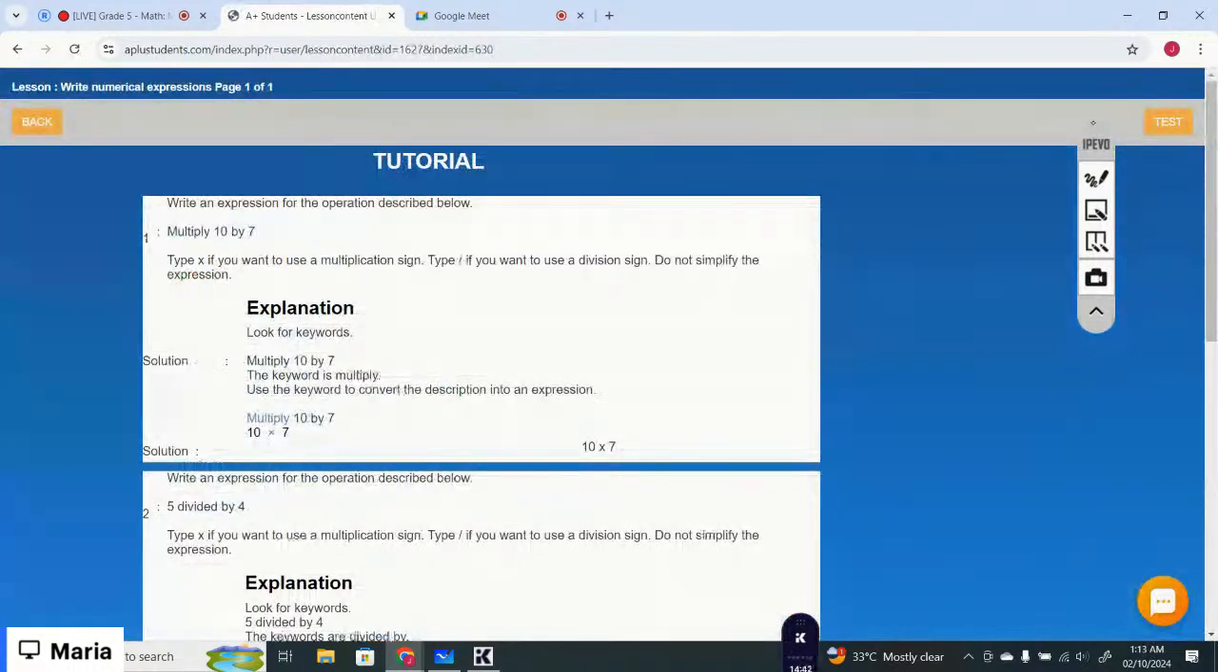Write an expression for the operation described below. So here the operations are described in words, right? You need to understand and write them down in mathematical form, right? You have to use the mathematical operations. Multiply 10 by 7. So you are given multiply, right? So you can use the sign for multiplication. You have to do 10 times 7. So you can write it like 10 times 7.